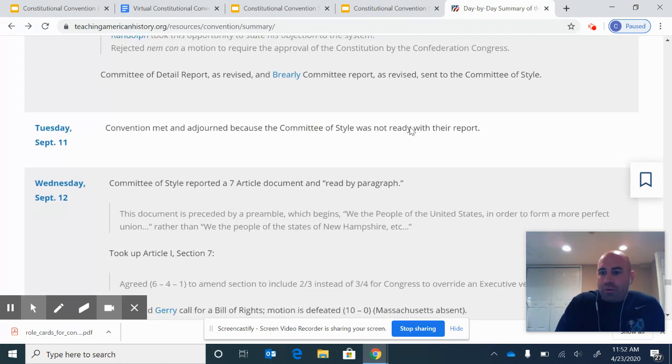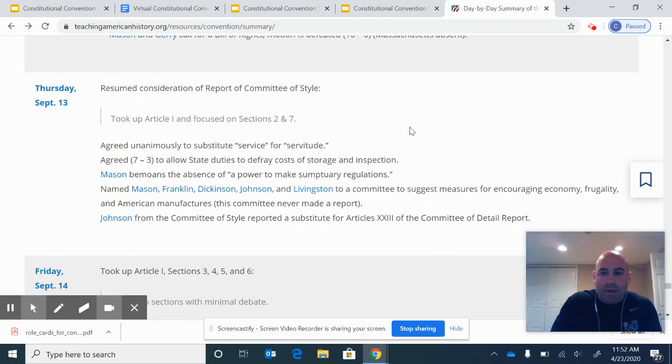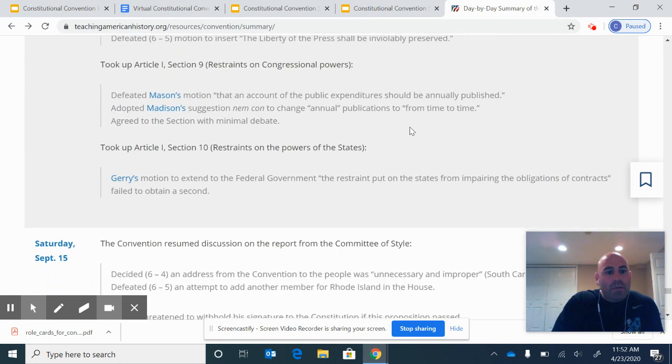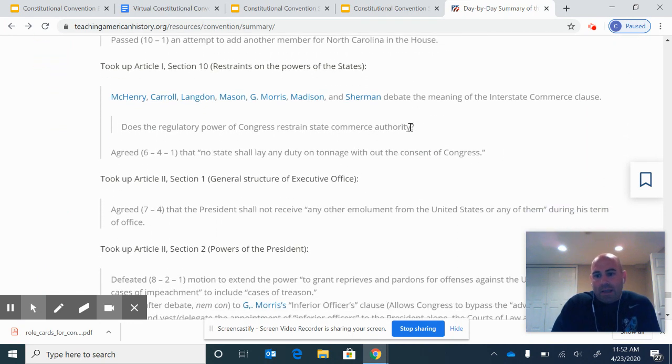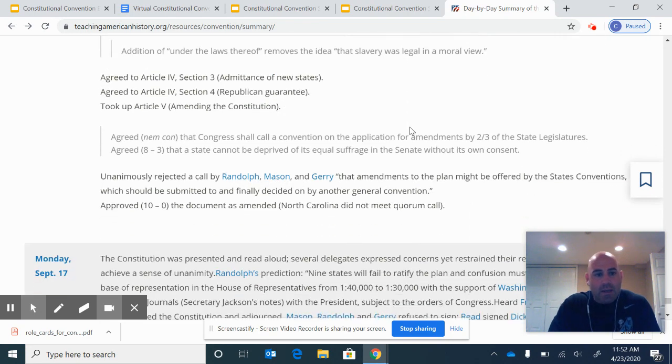And through it all, they create this magnificent document, despite having many faults: not including women really, the word men being used, not addressing the issue of slavery during this time. They put the slave trade off till 1808. They count African-American slaves as 3/5 of a person. So these are all the problems with it. But they do a miraculous thing by creating a document that we still use today.